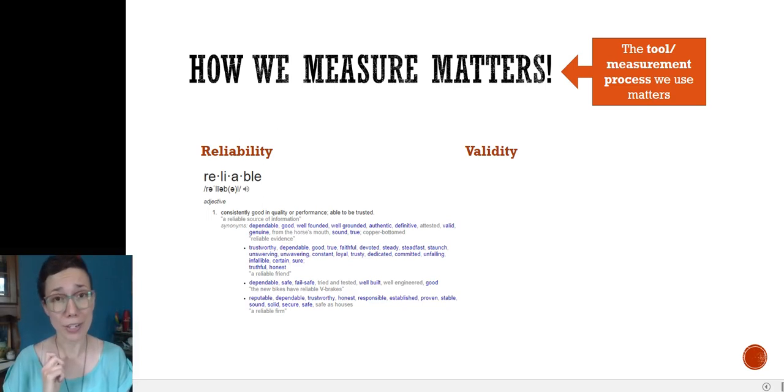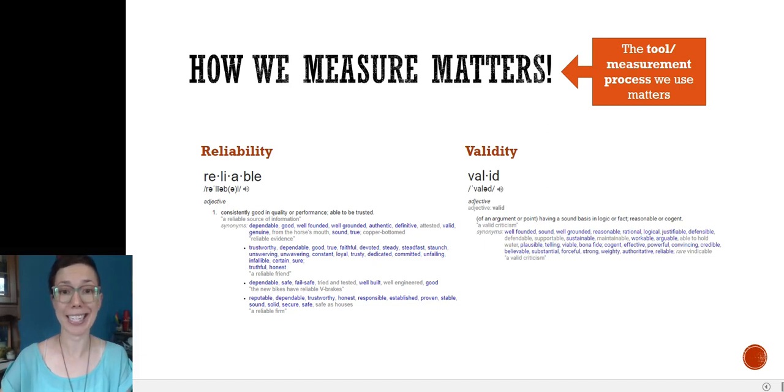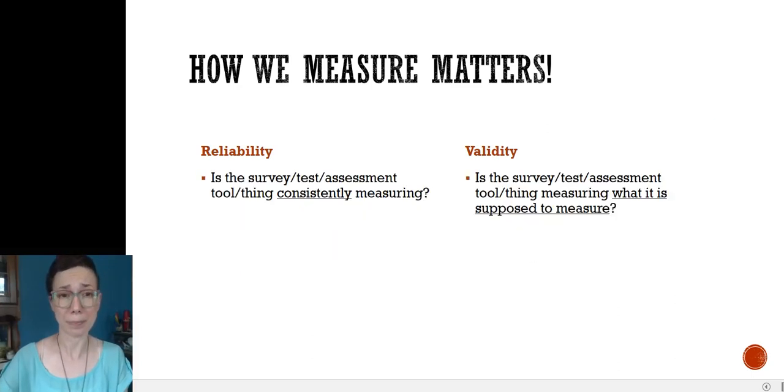First, let's go to those dictionary definitions. When we talk about reliable, Google tells us we are talking about something that is consistently good in quality or performance, able to be trusted. So consistency is the key there. To be valid, something has to have a sound basis in logic or fact. Does it even make sense at all? That's where we get into questions of validity.